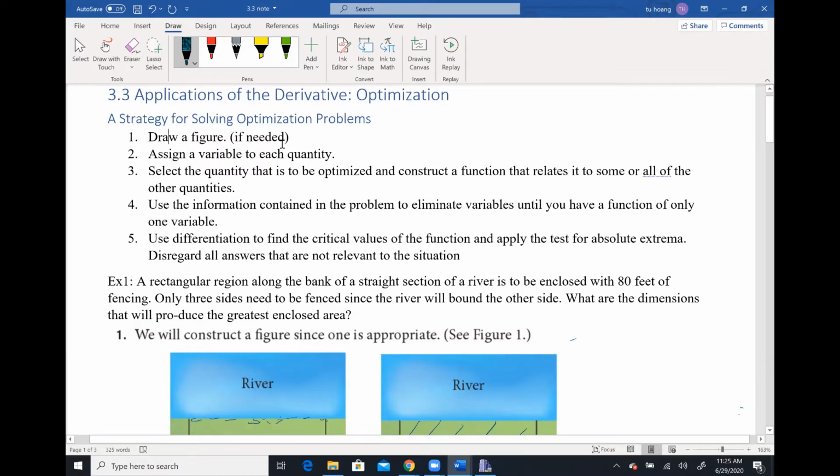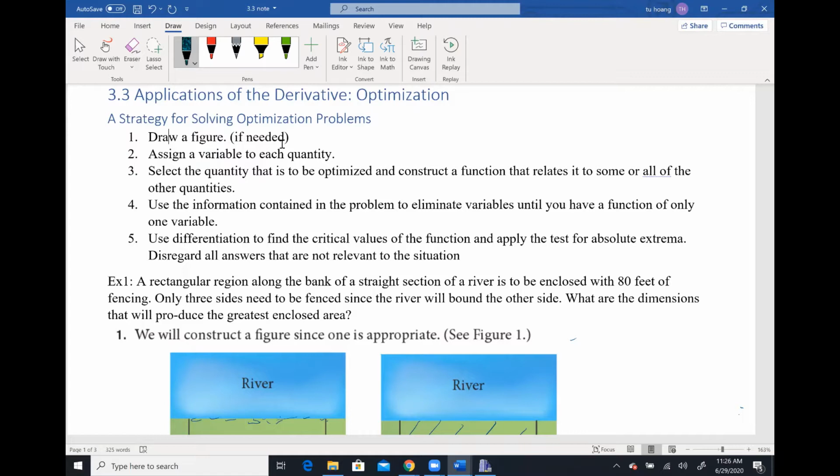Some problems you may not have to, but usually problems with geometry and things like that, then you should draw a figure. The second step is you want to assign a variable to each quantity. And the third one is you want to select the quantity that you want to optimize and construct a function that relates it to some or all of the other quantities.